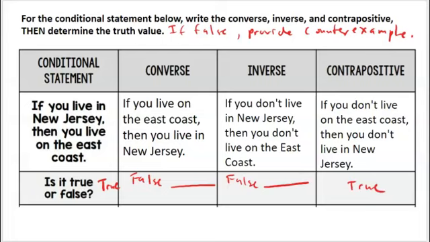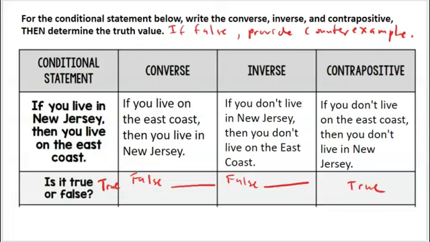The next one is the inverse. If you don't live in New Jersey, then you don't live on the East Coast. And we could use the same argument we did from the converse to come up with a counterexample. That just because I don't live in New Jersey and I live in New York doesn't mean I'm not on the East Coast, because New York is on the East Coast. So that is also, it's not New Jersey, but it is on the East Coast, which makes that inverse false.